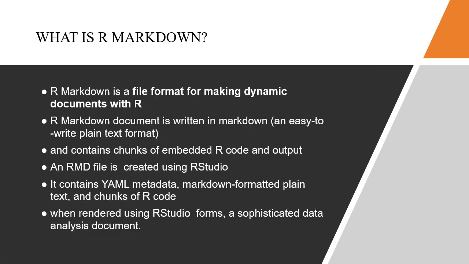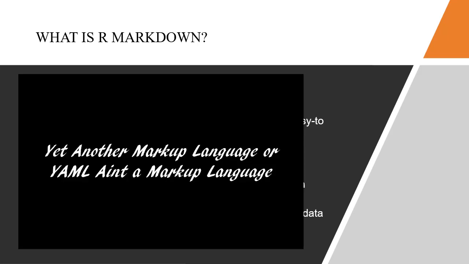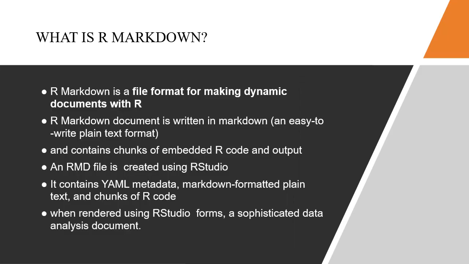R Markdown is a file format for making dynamic documents with R. It means in the document, if you see some code, you may be able to execute that code. The R Markdown contains chunks of embedded R code and output. An RMD file is created using RStudio, that is .rmd is the extension of the file. It contains YAML metadata. YAML is basically yet another markup language initially, and nowadays it is YAML ain't a markup language. When rendered using RStudio, it forms a sophisticated data analysis document.